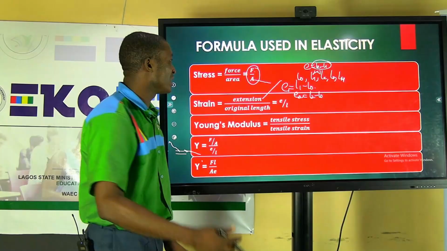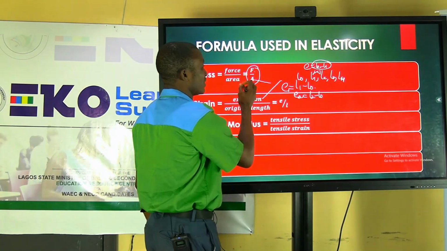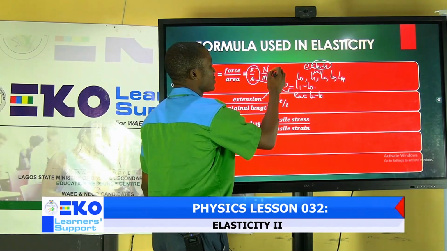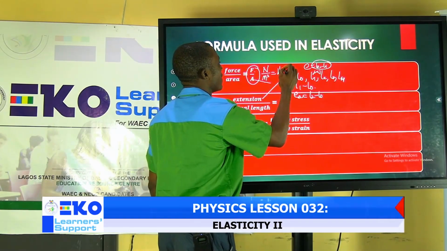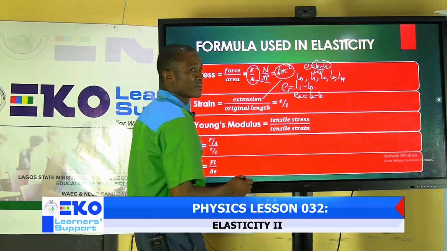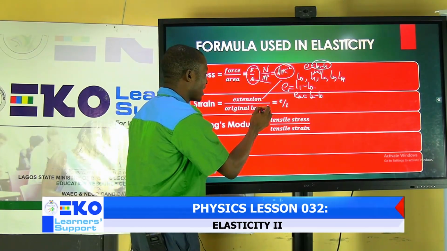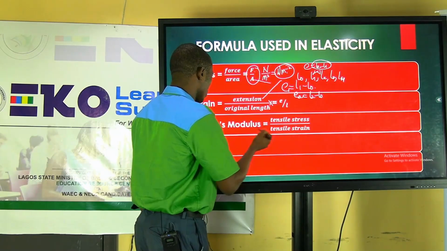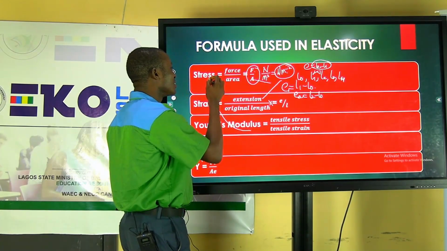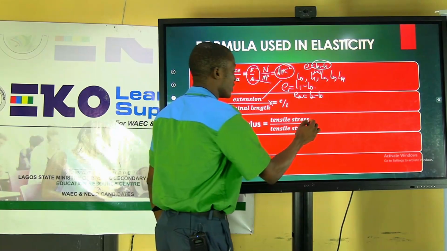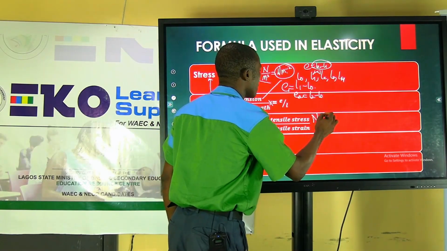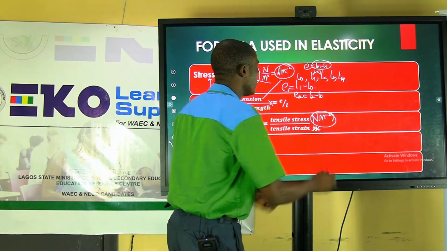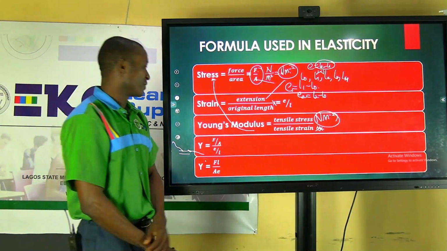So let me quickly bring this in. The formula for stress is force over area, which is Newton over meter square. So our unit here will be Newton per meter square. This one, extension over original length, does not have a unit. Since it does not have a unit, Young's modulus retains the unit of stress. So your final answer will still be the same unit as that of stress.